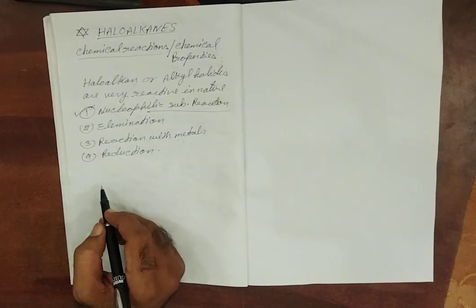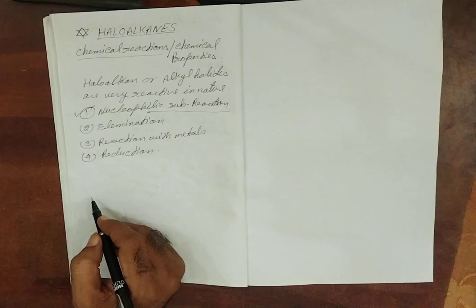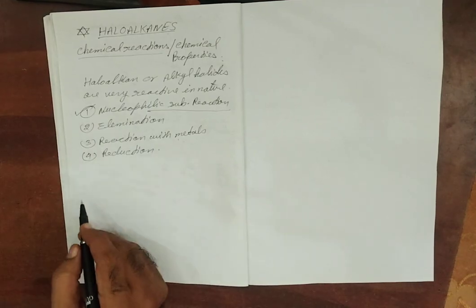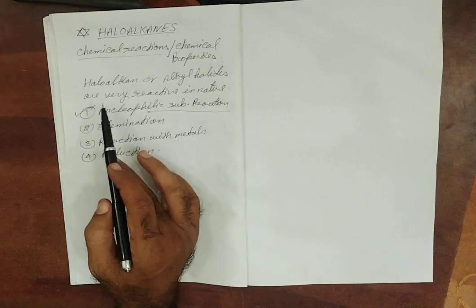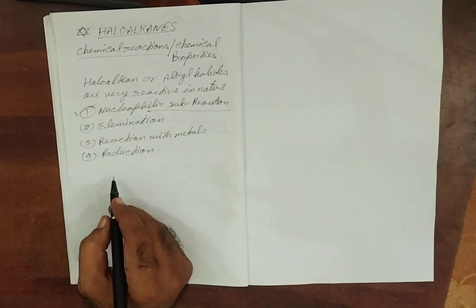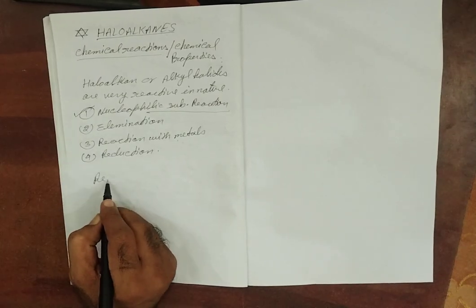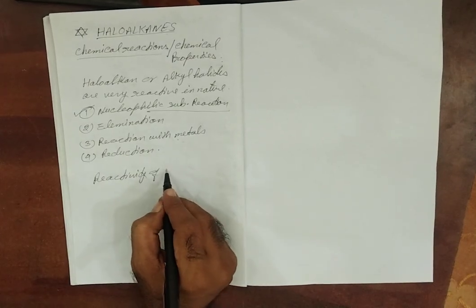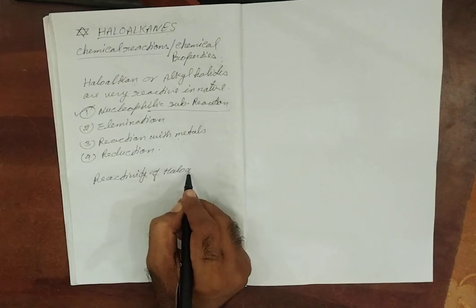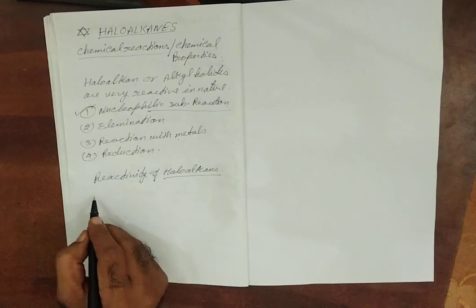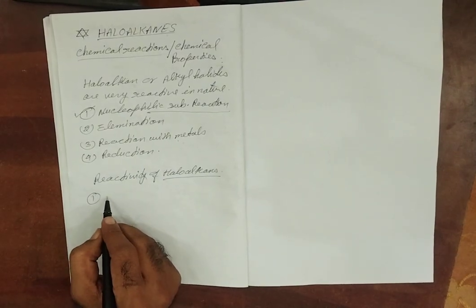Now let us understand the reason why haloalkanes very readily undergo nucleophilic substitution reactions, what are the probable causes for that. As I have told you, haloalkanes or alkyl halides are very reactive in nature, and this is due to the reactivity of haloalkanes. The reason behind that, number one, is the polar nature of the compound.